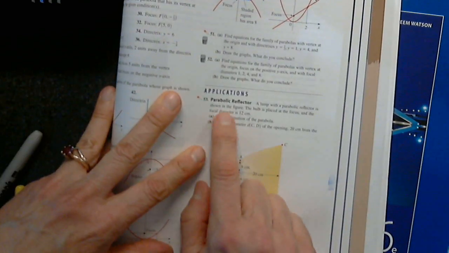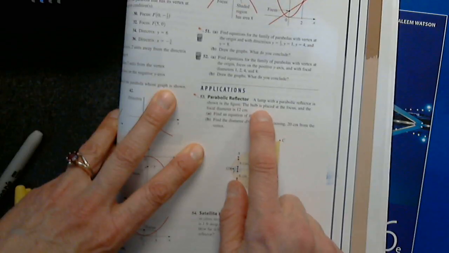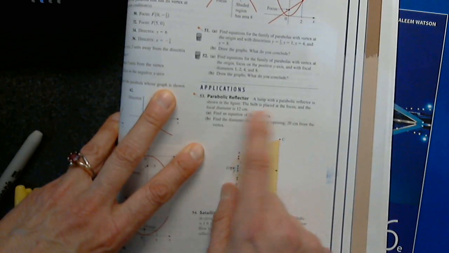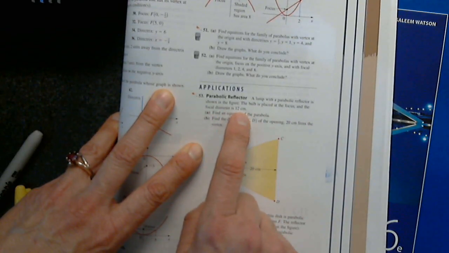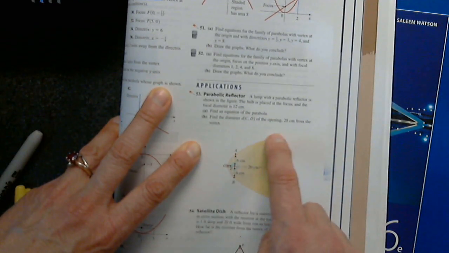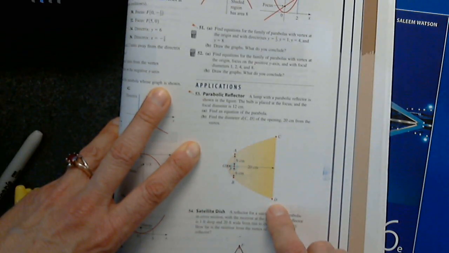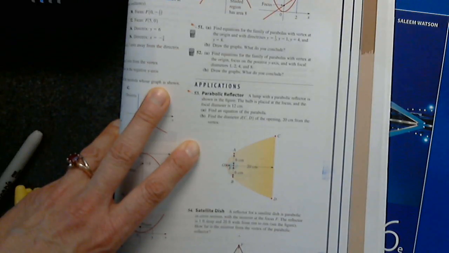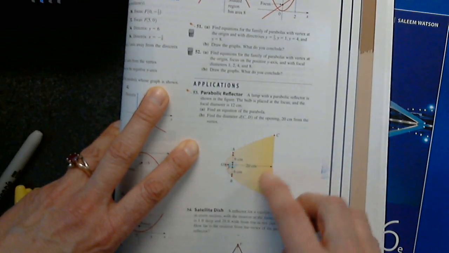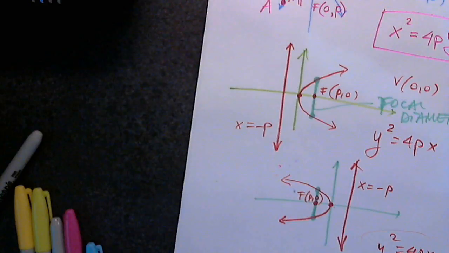So here there is a parabolic reflector, and it says find the equation of the parabola. The bulb is placed at the focus, and the focal diameter is 12. Knowing all this information, they're asking us to find the equation of the parabola. In other words, give it to a manufacturer and say, these are the dimensions, make the satellite dish for me. Yeah, I'm sure some of these, and headlights maybe.